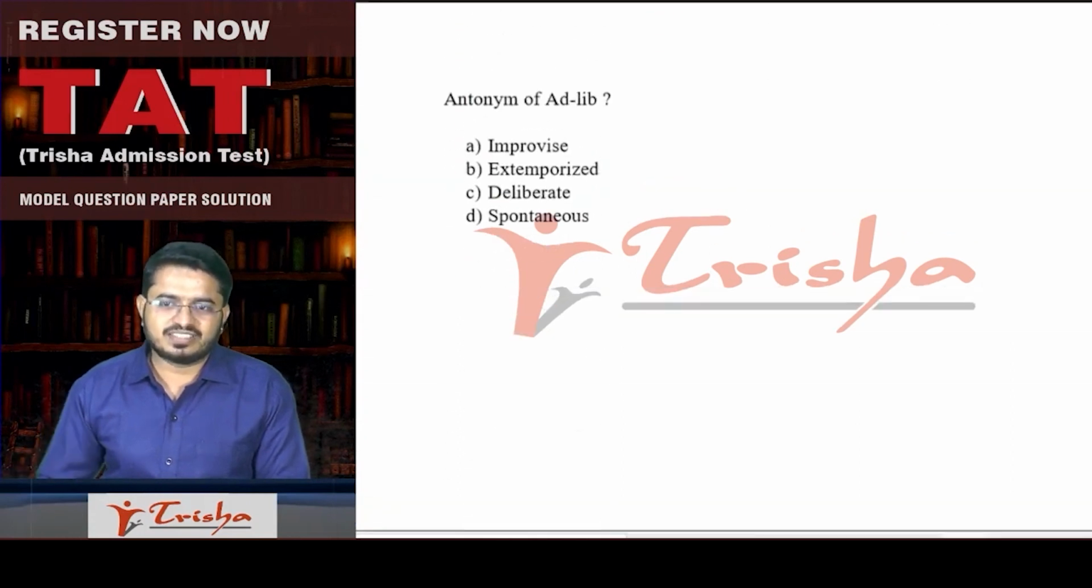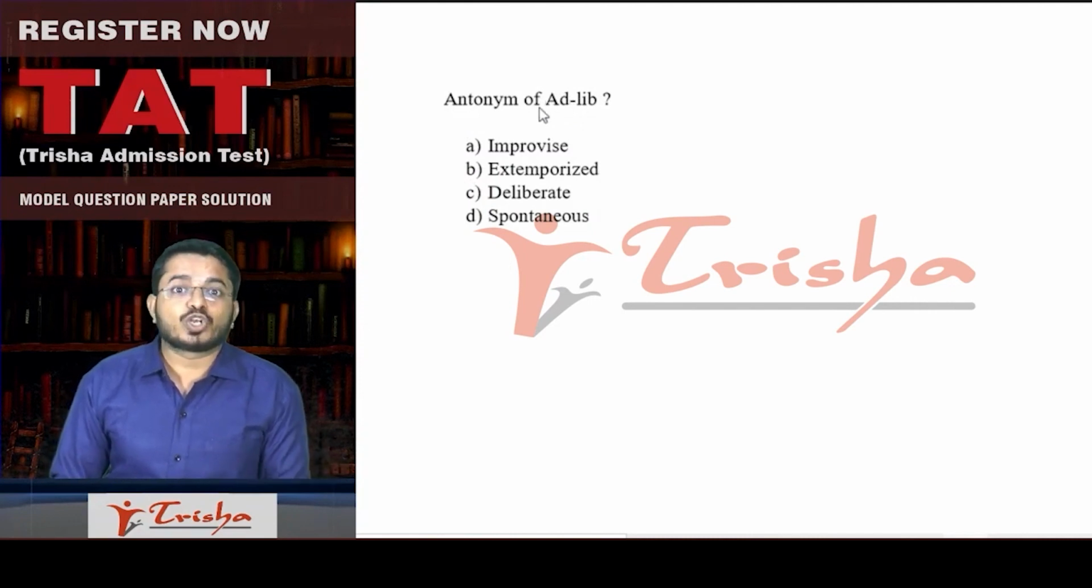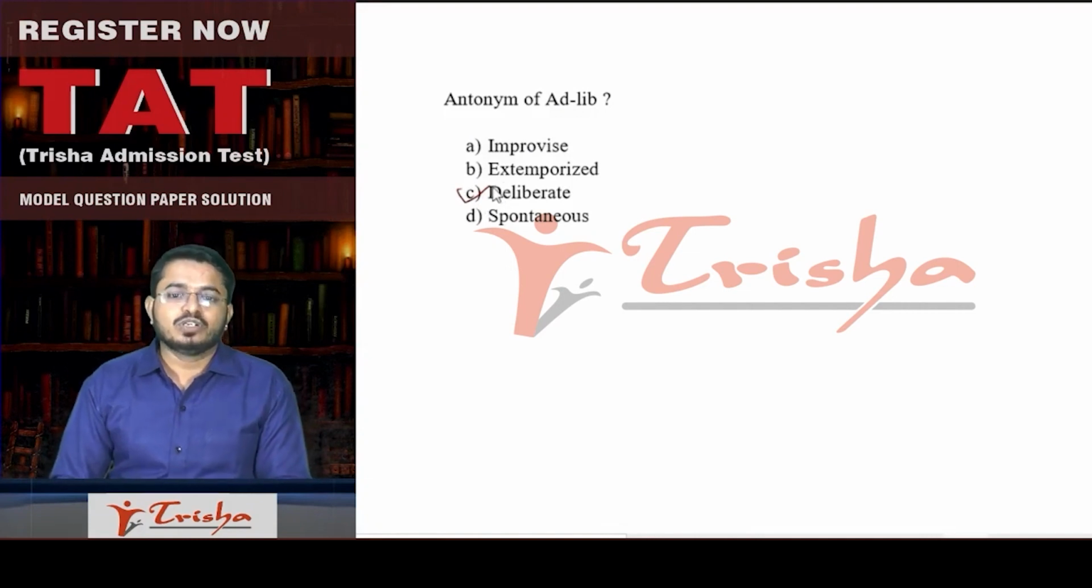The last question in this video, antonym of ad lib. Antonym of ad lib, that is, opposite of ad lib, is... So ad lib is nothing but unplanned. You are not prepared in advance. In this case, antonym means opposite. If ad lib is you haven't prepared, deliberate means you have planned it, right? You have prepared for it. So option C is the correct answer here.